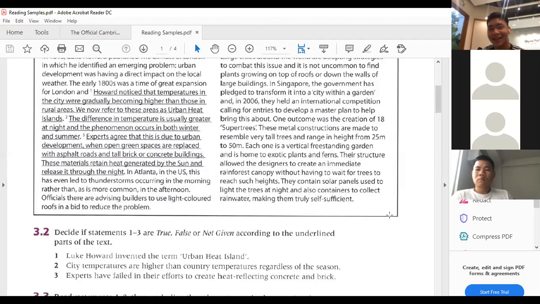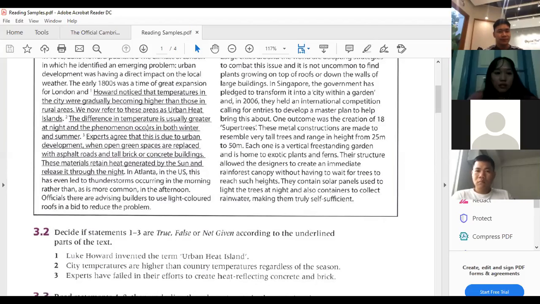Yeah. The answer to number 2 is actually true. Like Rajara said, they mentioned it in the sentence with number 2 right here. The difference in temperature is usually greater at night, and so on. They use the term urban for city. Remember, we said synonym and paraphrasing. So you can find evidence for number 2 right here. It's true. So it's higher regardless of season. Regardless of season here comes from both winter and summer.